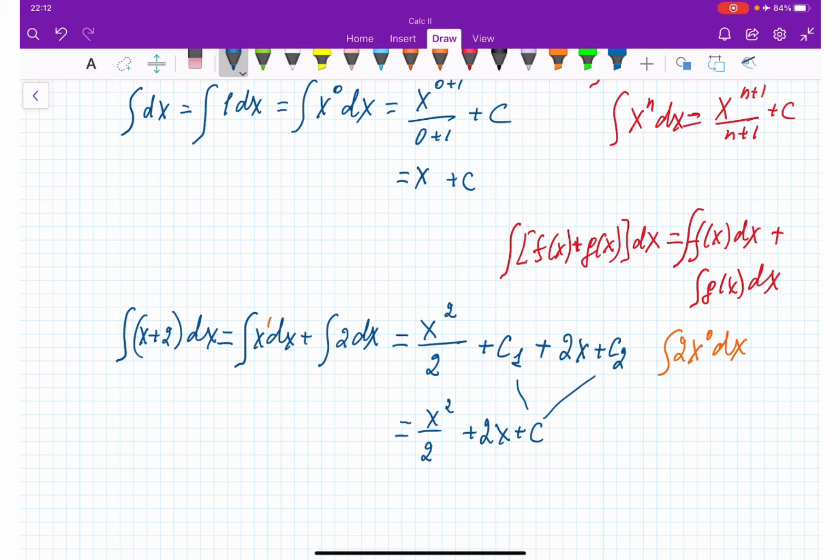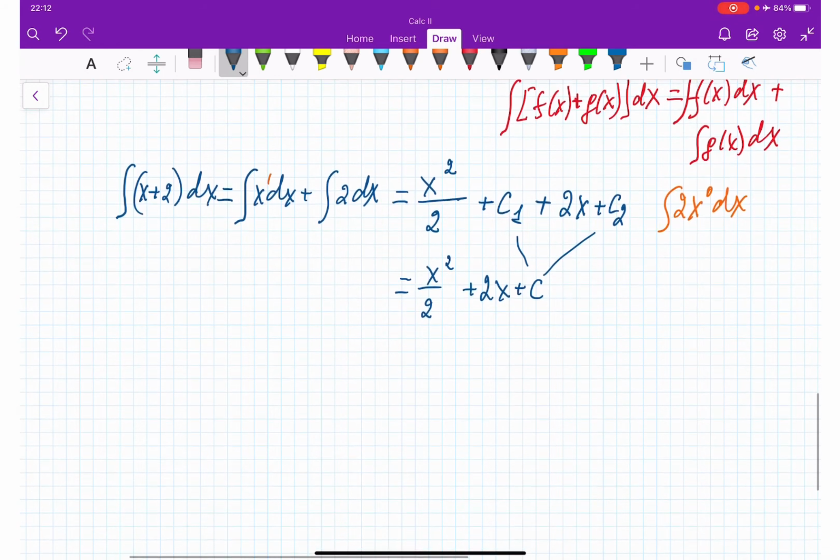Next. So, the integral of 3x to the 4 minus 5x squared plus x dx, and that is equal.